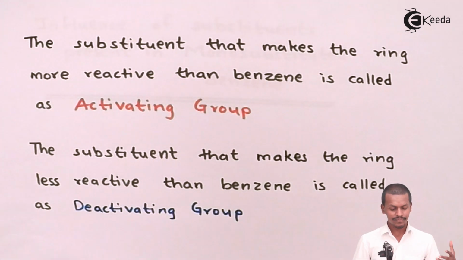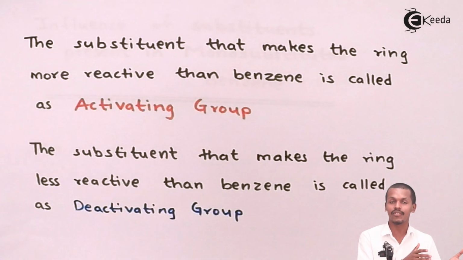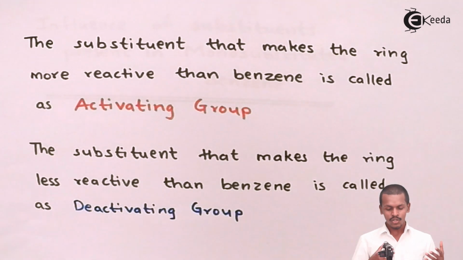Now moving to the other one: what if the substituent makes the ring less reactive than benzene? There are certain substituents that make the benzene ring less reactive, and those are called deactivating groups. So the monosubstituted benzene would be less reactive compared to benzene, and that kind of group is known as a deactivating group. So now we are going to deal with these two groups, that is, the activating group and the deactivating group.